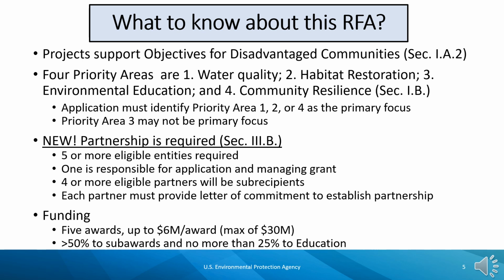EPA expects to fund 5 projects up to $6 million each, for a total of $30 million. At least 50% of the budget should be dedicated to subaward and subrecipient projects, with no more than 25% dedicated to Priority Area 3 for environmental education.